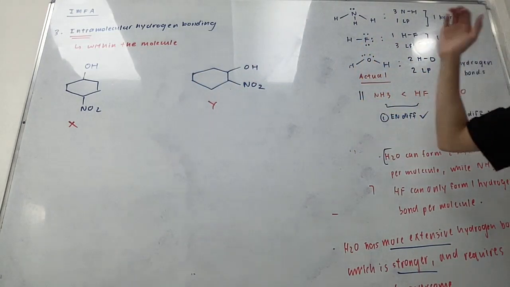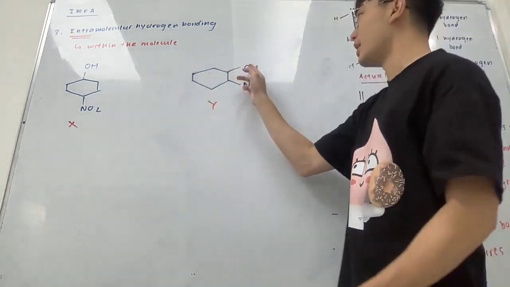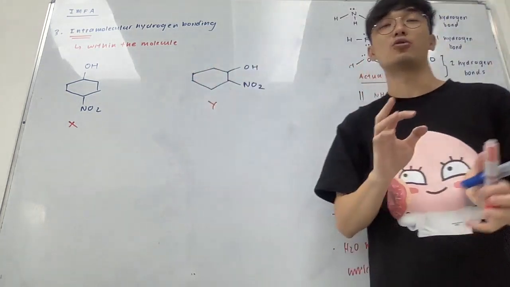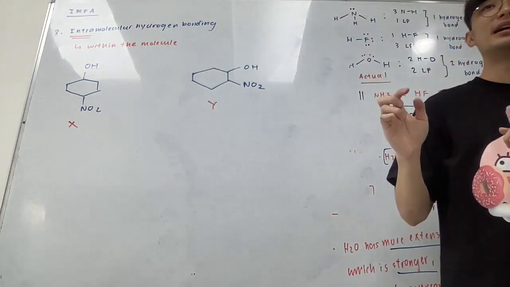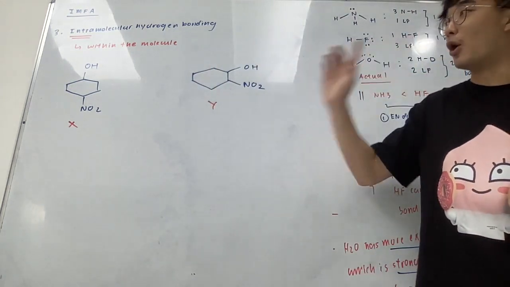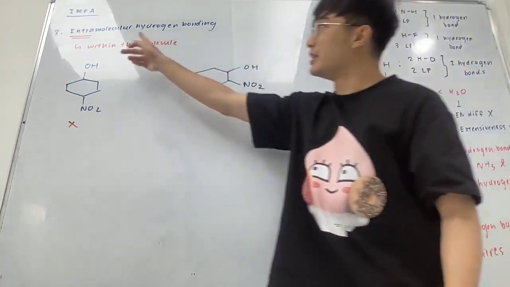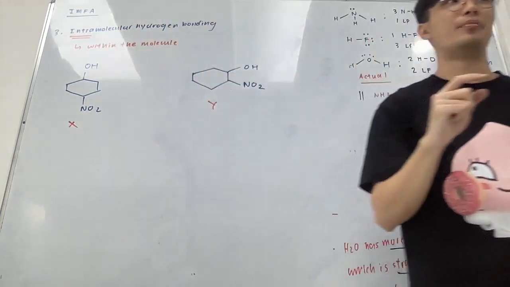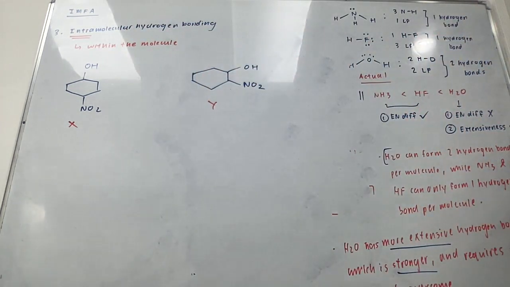But this has to do with hydrogen bonding, because it's quite clear that O and H can form hydrogen bonds with each other. Now, guys, can you tell me which molecule will have this intramolecular hydrogen bonding? X or Y? Why? Yeah, why?